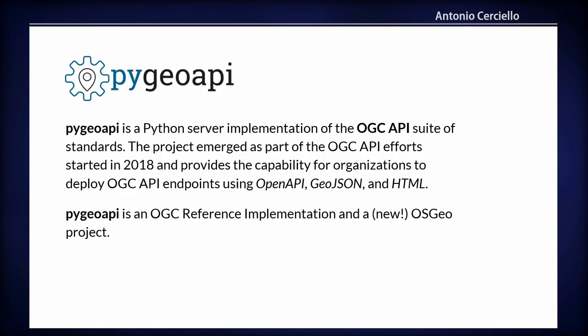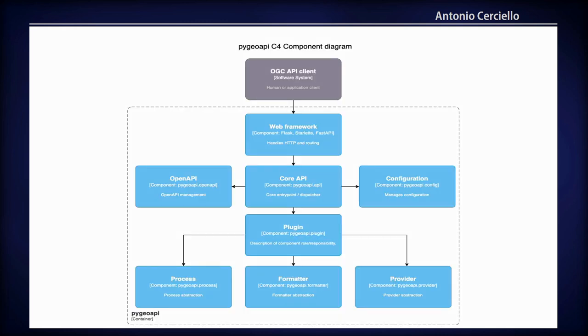pygeoapi is one of the first software to start to implement this standard. It's part of the discussion with the OGC about the definition of this standard, and it's a Python implementation. Recently, news of these days, it was also added as an OSGeo project, and it's a nice way to try the OGC API thing.